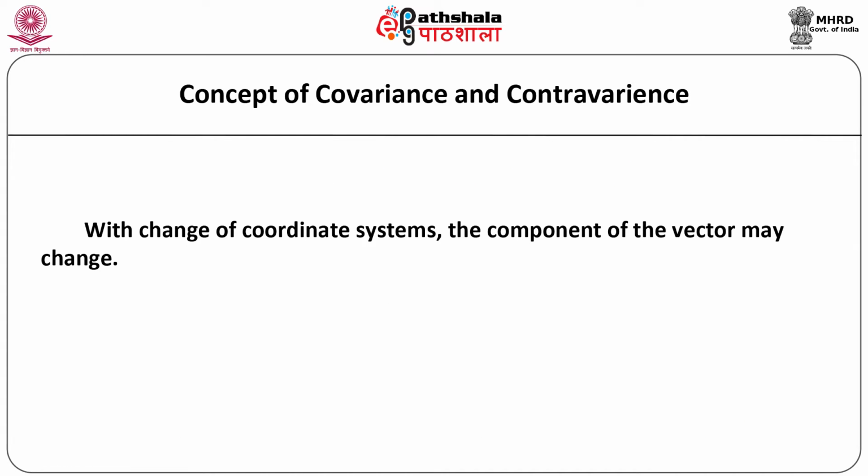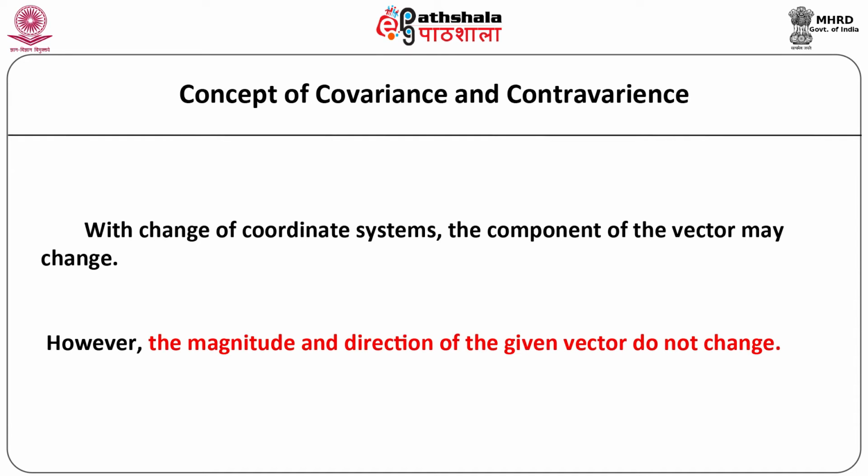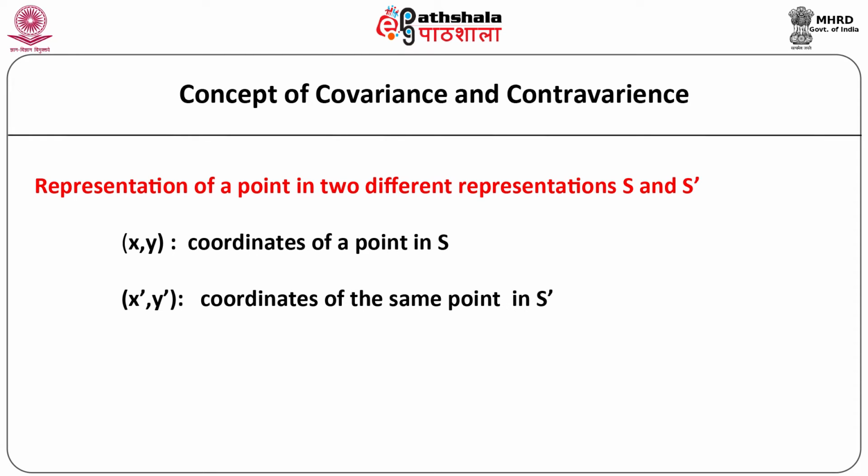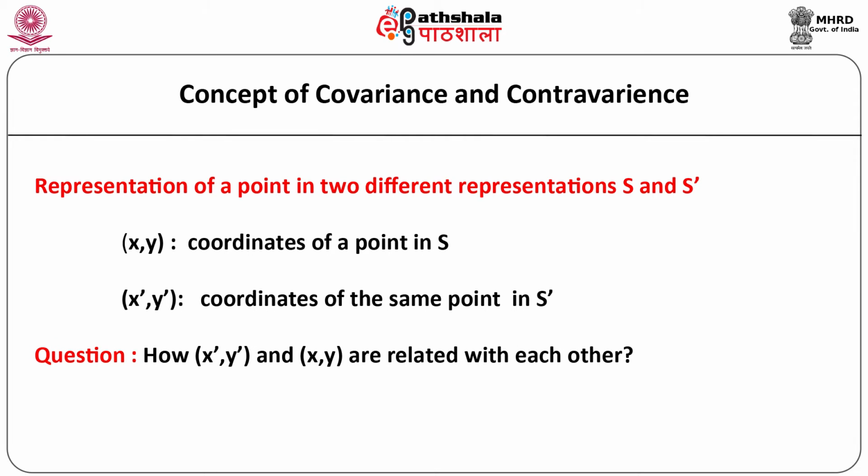There are different ways in which the terms contravariant and covariant are explained by different authors. It should be noted that with change of coordinate systems, the components of the vector may change. However, the magnitude and direction of the given vector do not change. Let us see another way of describing the contravariant and covariant vector. For simplicity, let us select two-dimensional coordinate systems, namely S and S'. Let x, y be the coordinates of a point in S and x', y' be the coordinates of the same point in S'. How are x', y' and x, y related to each other? There are mathematical methods for obtaining such relations.